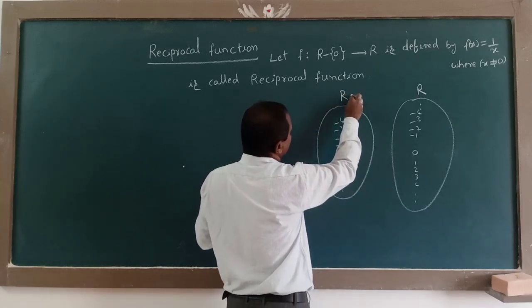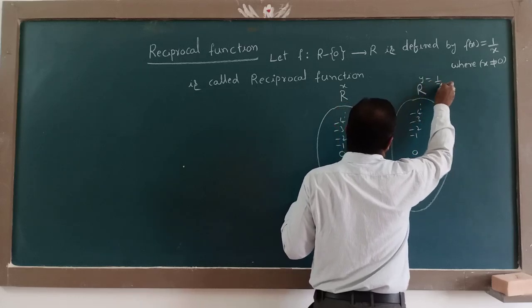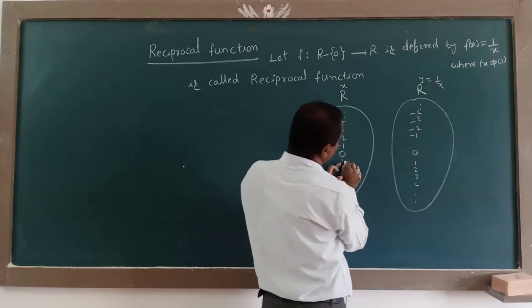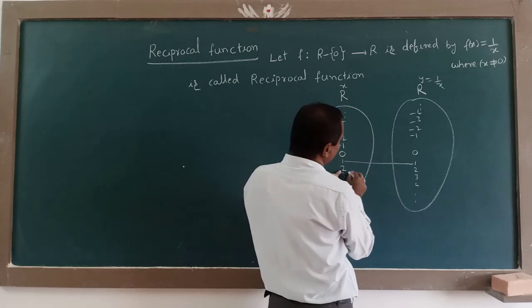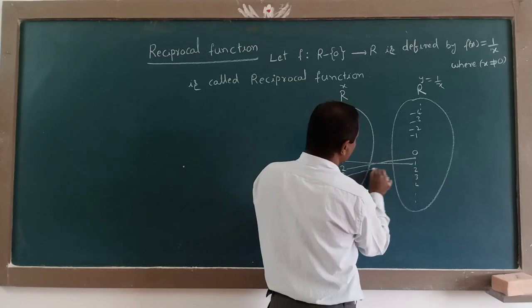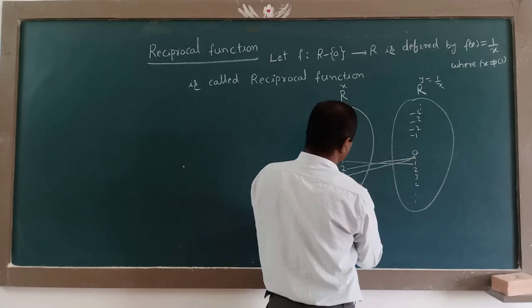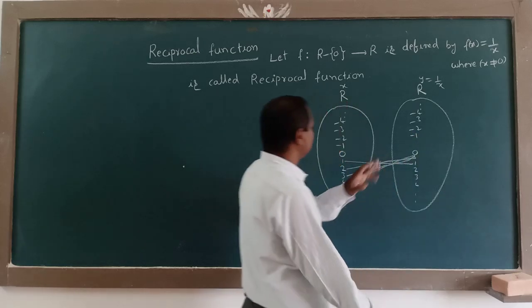Here x, and here y is equal to 1 by x. 1 by 1 is 1. When x is 2, then y is equal to 1 by 2, 0.5 will come. 1 by 3 is also about 0.33 like this. 1 by 4 is 0.25 like this. Like that will come here.